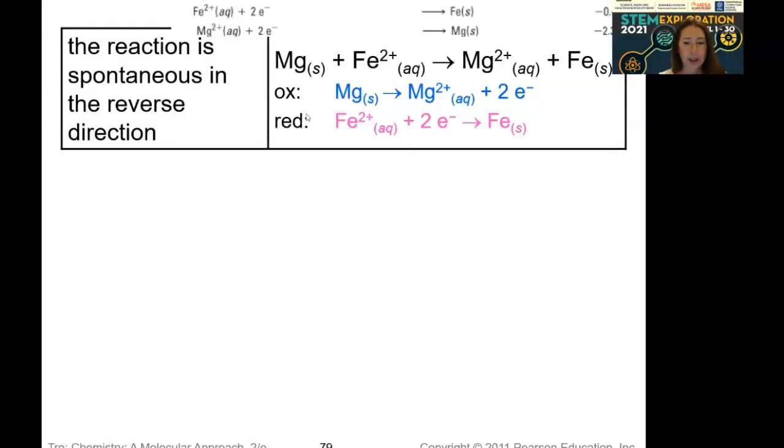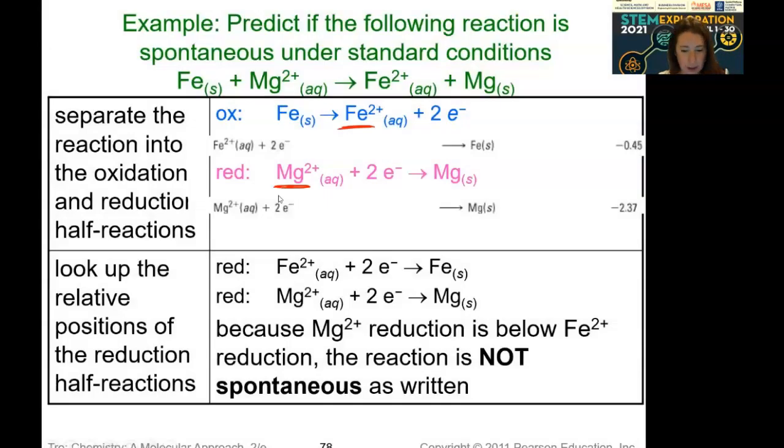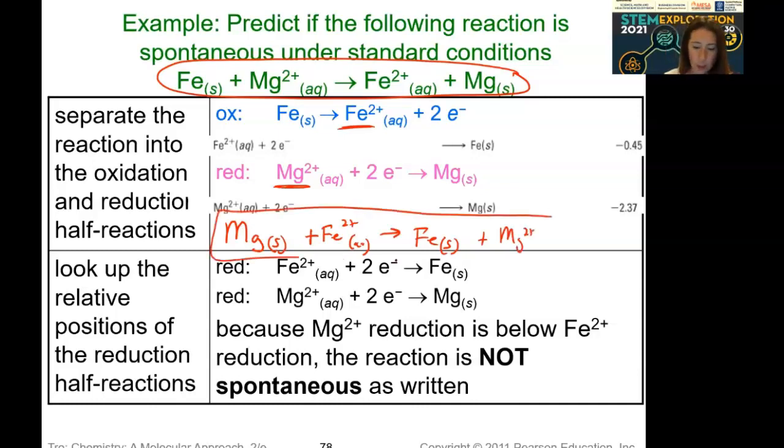Now, if it's non-spontaneous in one direction, this is not spontaneous, meaning the other way is spontaneous. So if we had Mg solid plus Fe2+ goes to Fe solid plus Mg2+ aqueous, this would be a spontaneous reaction. I'm going to prove that in two ways now.